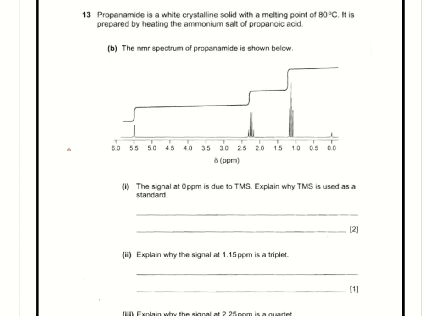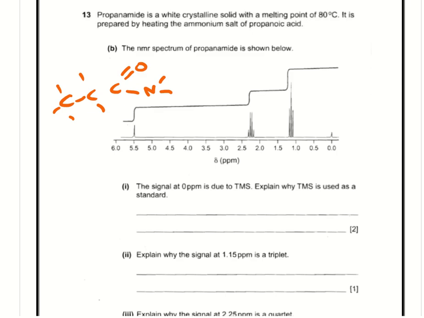So here we've got propanamide. So let's just draw it out again, guys. So that's propanamide. The signal at 0, explain why TMS is used as a standard. Well, it's got 12 equivalent hydrogens, which gives a very strong signal. They're all equivalent, okay, those 12 hydrogens give just one singlet, one single peak.